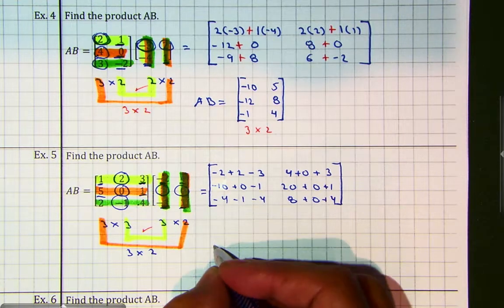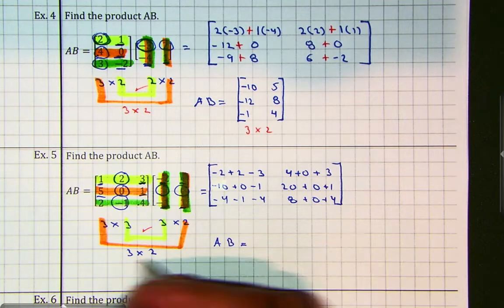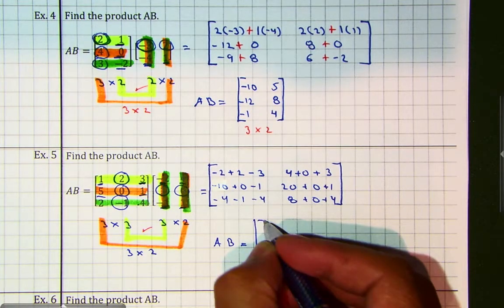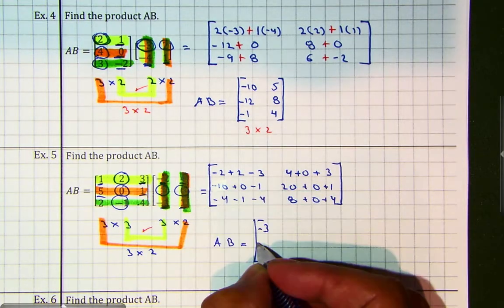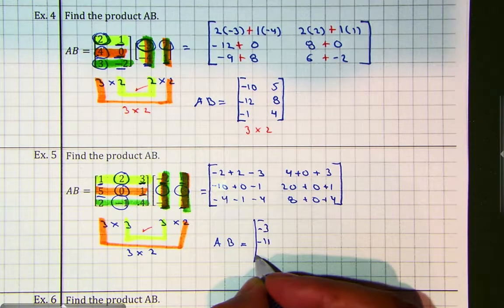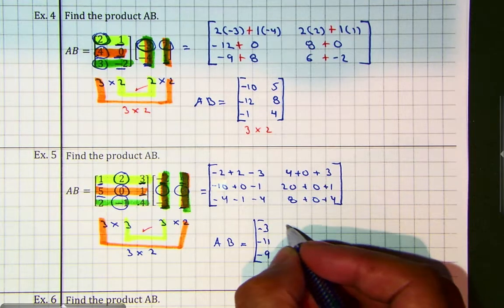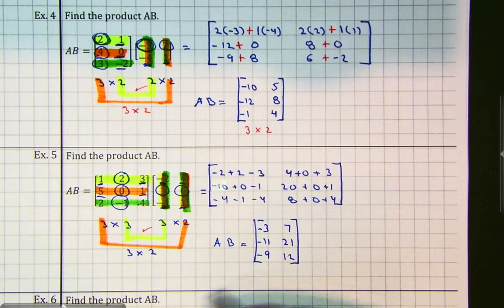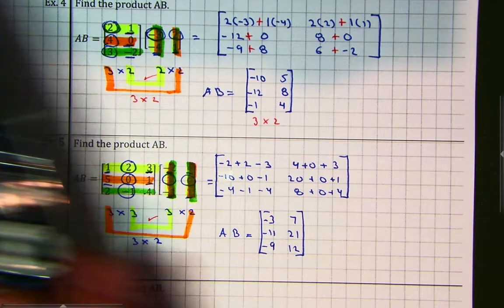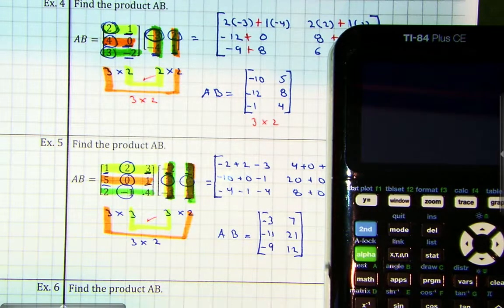And now AB will be a 3 by 2. That gives me 0, that'll be negative 3. That gives me negative 11. That gives me negative 9. That gives me 7, 21, and 12. So now let's go and use a graphing calculator to check.